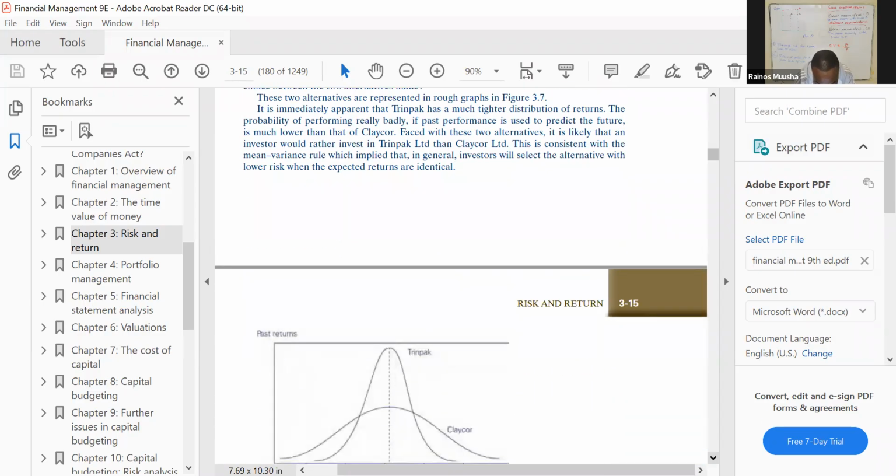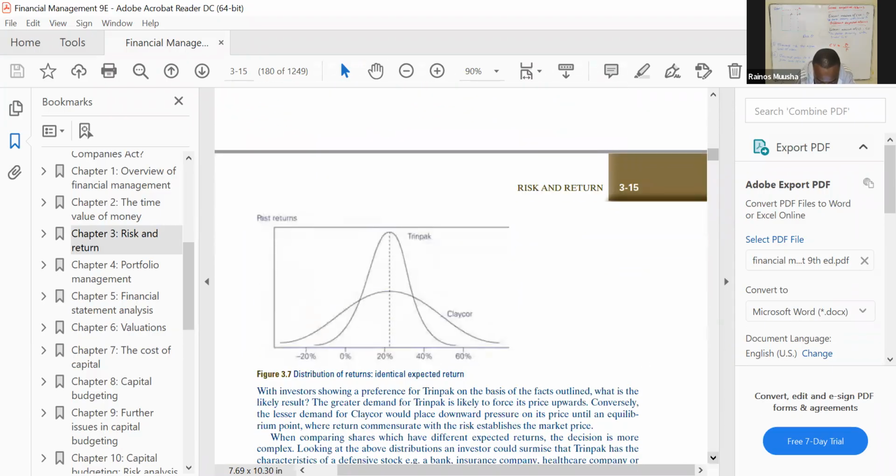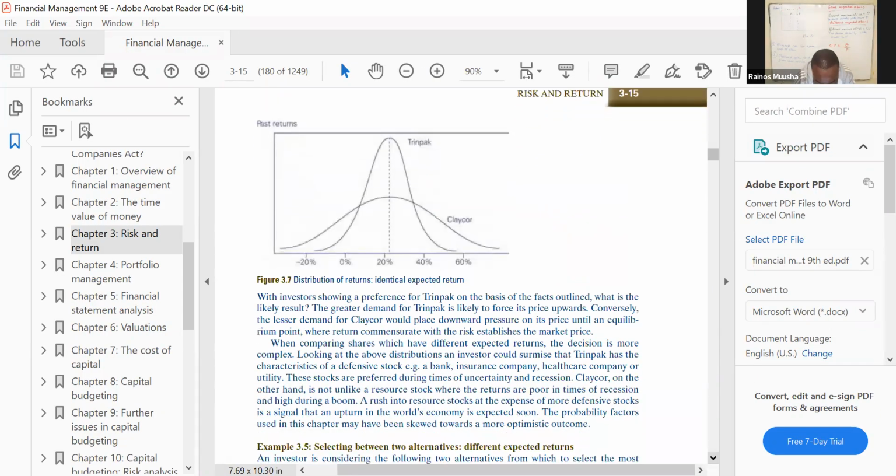If you look at this, what do we see? With investors showing preference for Trinpack on the basis of the facts outlined, what is the likely result? The greater demand for Trinpack is likely to force its price upwards, and conversely, the lesser demand for Clayco would push its price downwards, until the equilibrium point where return is commensurate with the risk, establishing the market price.